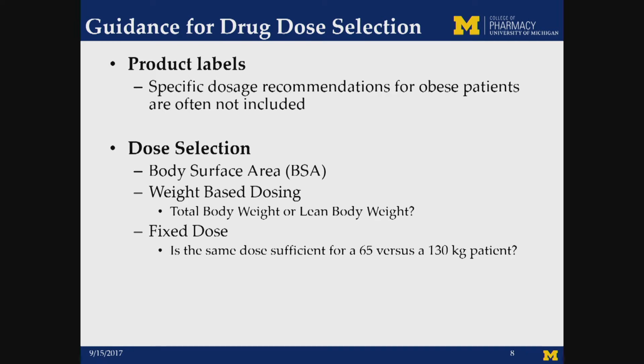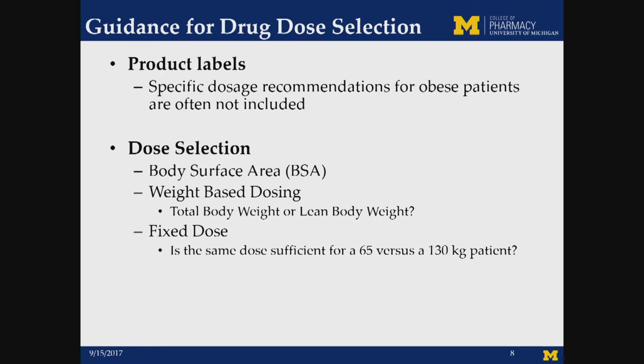One is dosing individuals based on their body surface area. This is a common practice in oncology. Weight-based dosing is a common practice in antimicrobial chemotherapy. And when it's weight-based dosed, this is often based on total body weight dosing, or in some labels as lean body weight dosing. But the predominant approach to dosing drugs is using a fixed dosing strategy.